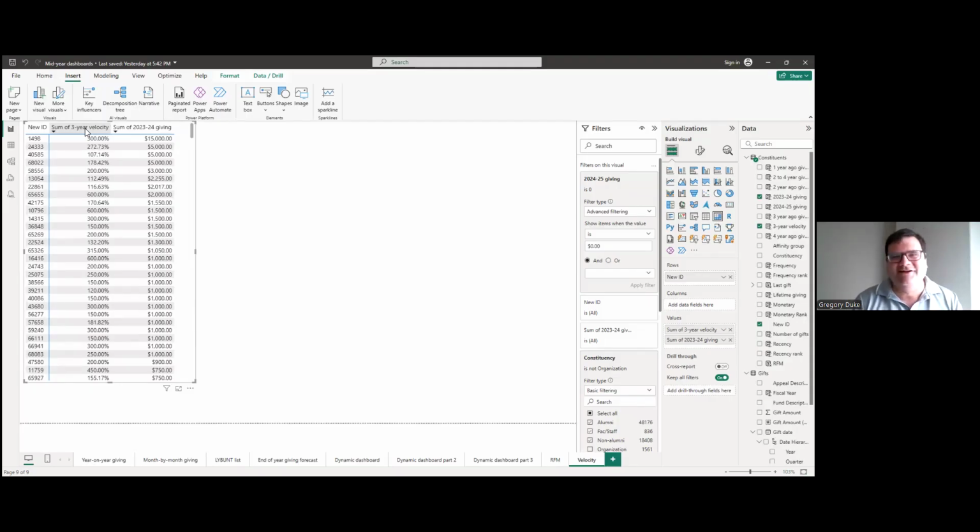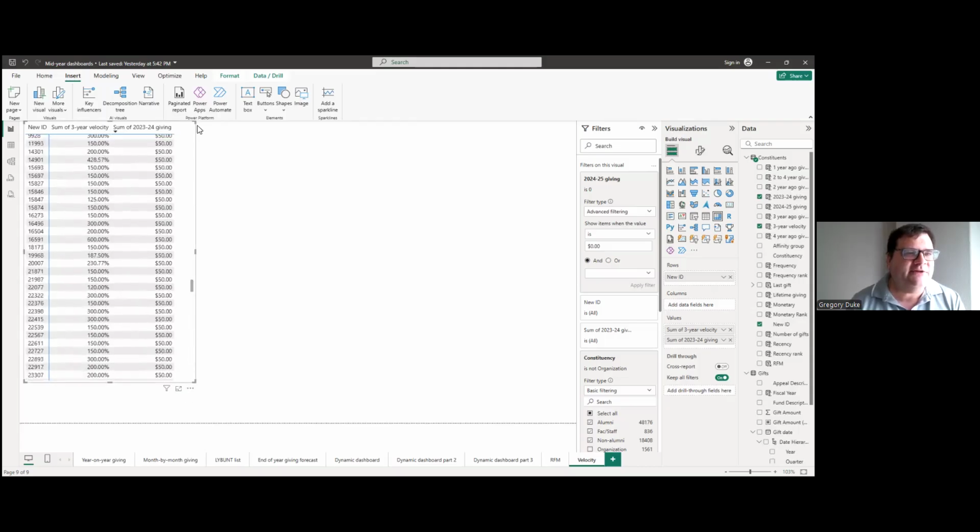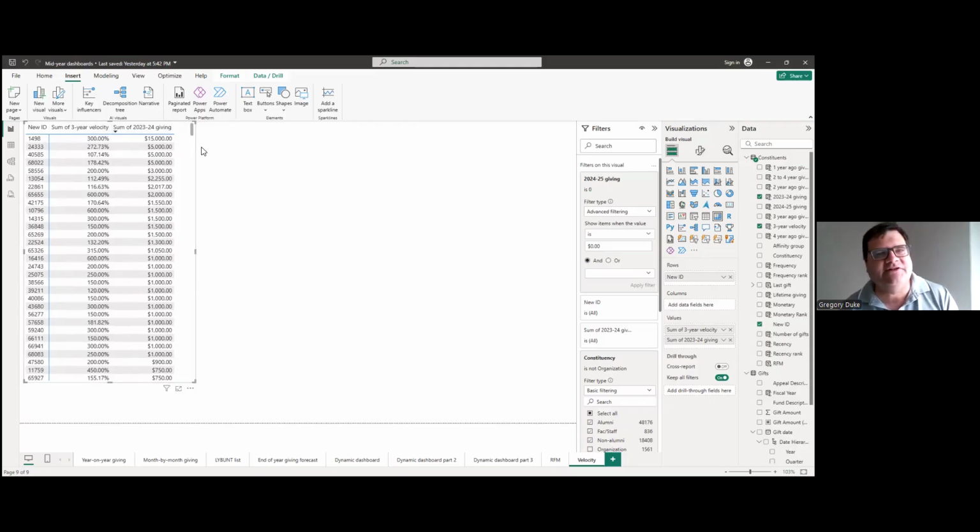So if you're interested, I'm happy to give you the calculation I use because, again, I don't want my work to go to waste. But essentially, these are all the people who gave more in 2023, 2024 than they did the average of the previous 3 years. And this is sorted by how much they gave last year.